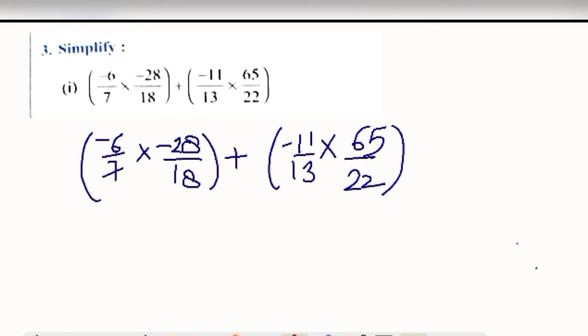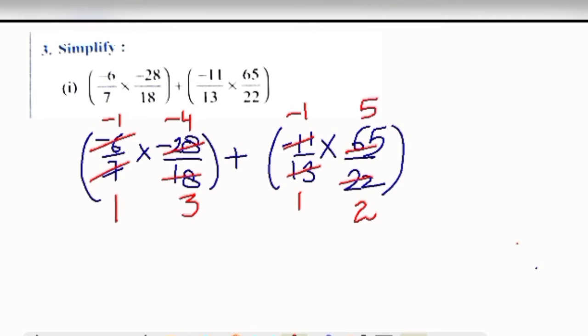Now check in this bracket first one whether the numerator or denominator is divisible by any same number. Yes, the 7 and this 28. 7 1s are 7, 7 4s are 28 of minus sign. 6 1s are 6, 6 minus 1, 6 3s are 18. In this one 11 1s are 11 of minus sign, 11 2s are 22. 13 1s are 13 and 13 5s are 65.